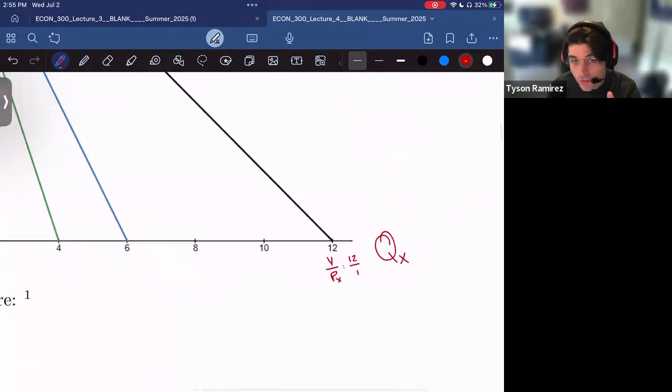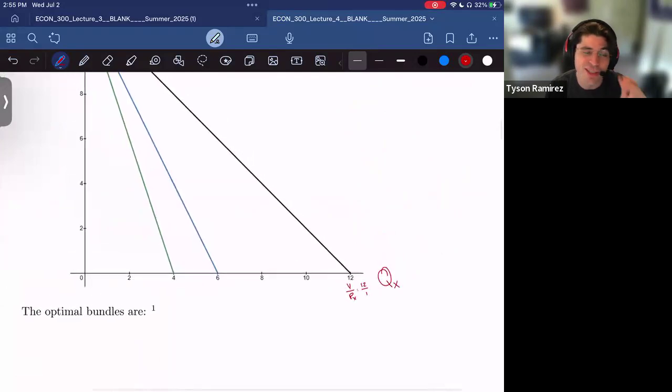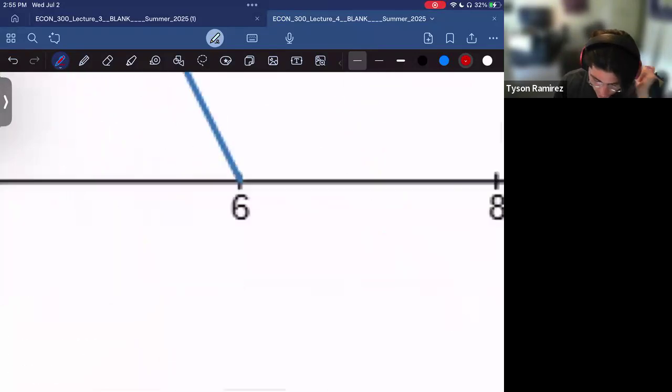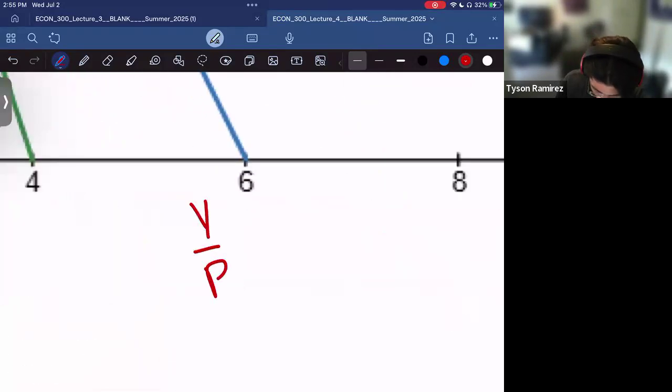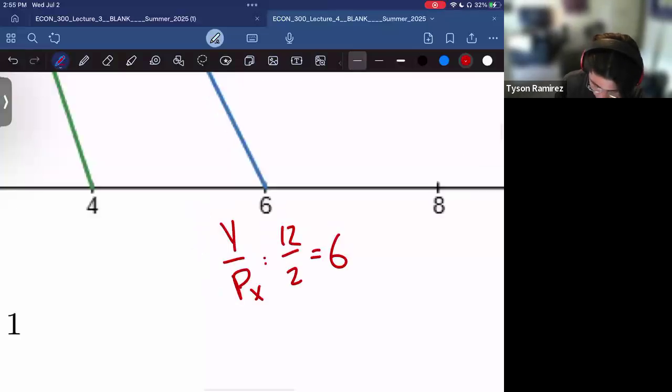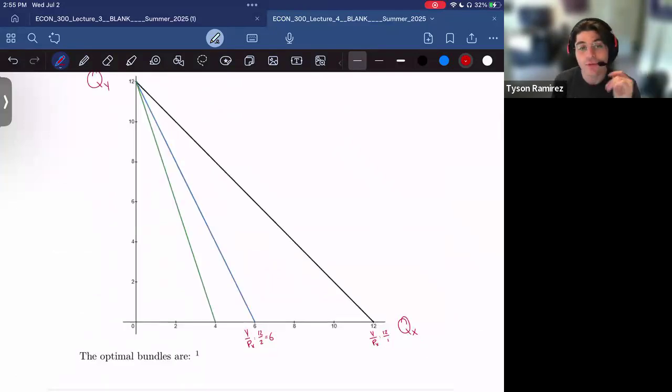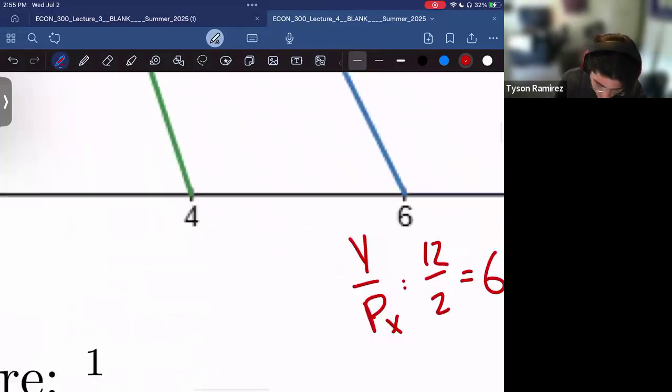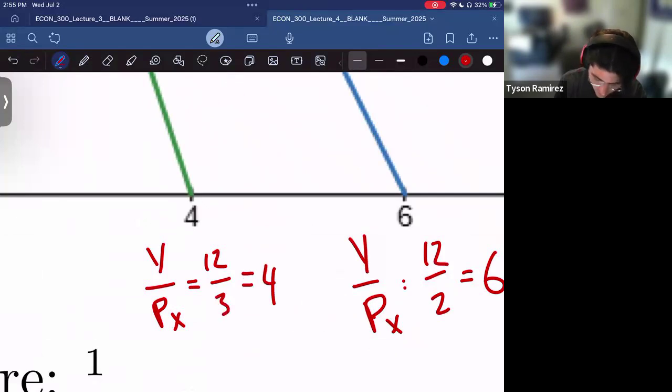Now, if the price of good X has increased to $2 instead of $1 per unit, then if we do income divided by price of X, we get 12 over 2, and we get an intercept of 6. If we did this same thing again, suppose the price increased again to $3 per unit. Then the new intercept, of course, is going to be 12 over 3 equals 4.